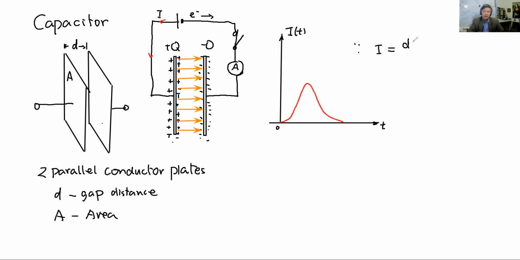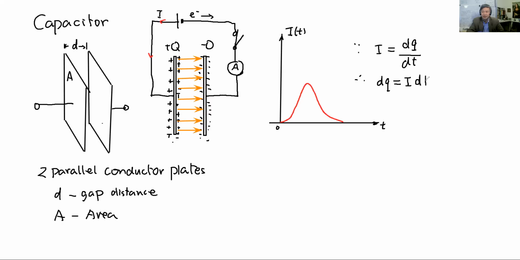Can we use small q now? I realized capital Q is reserved for thermal heat, not for charge. So it's dq over dt, therefore dq equals I dt. But bear in mind, I is a variable.